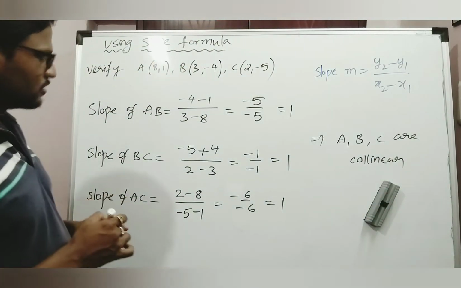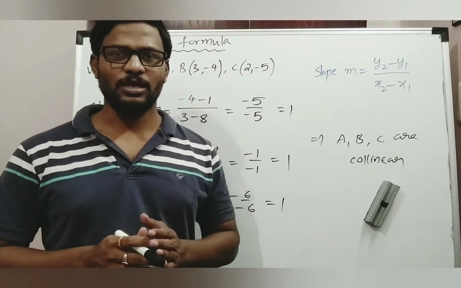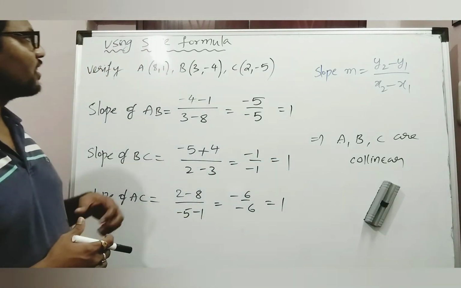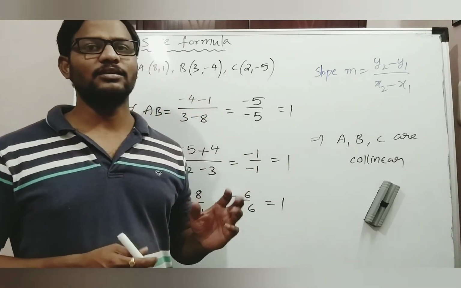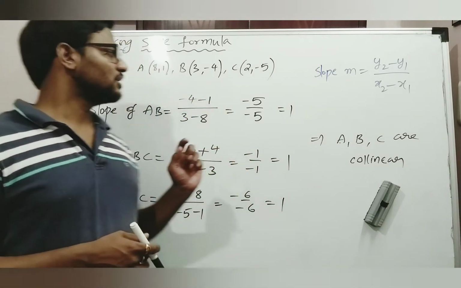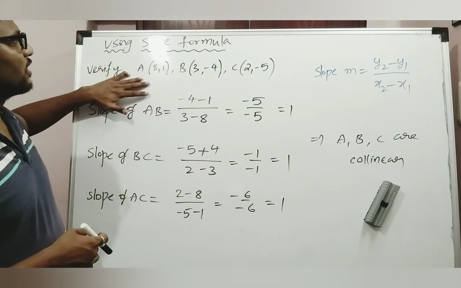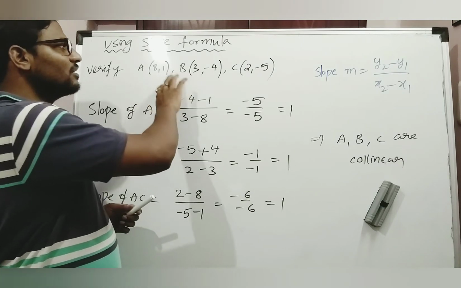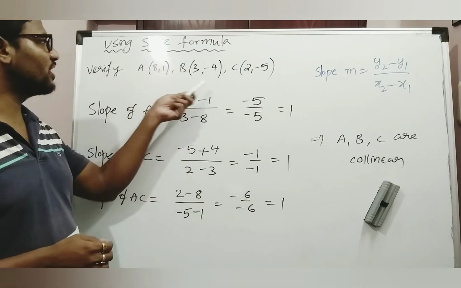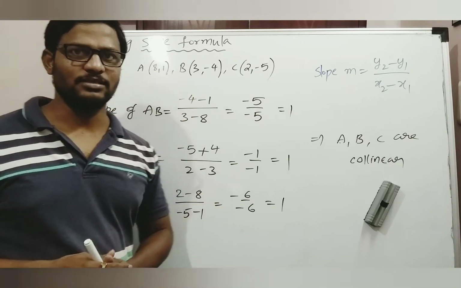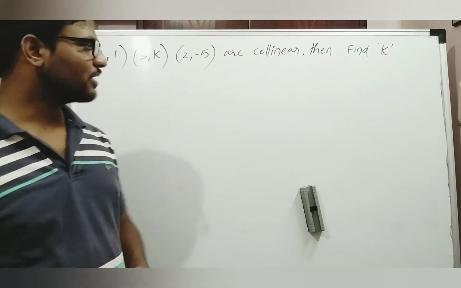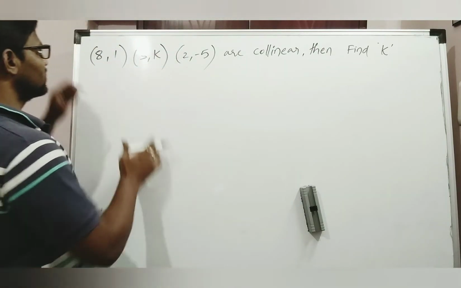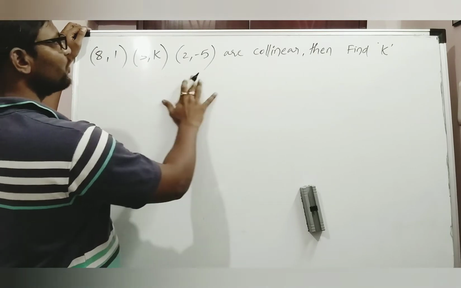Okay. So to verify using the distance formula, the sum of two lengths should be equal to the length of the third. To verify using area of triangle, the area should be 0. Using the slope formula, these 3 points are collinear if the slope of AB equals the slope of BC or the slope of AC. So we have seen all 3 methods to verify points are collinear. See, this is an important problem.